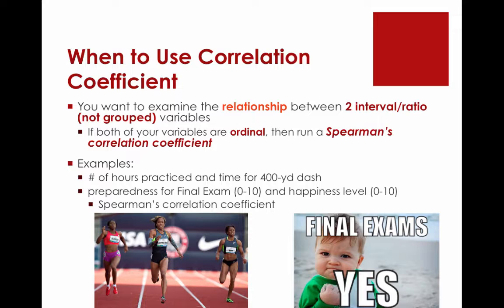Now, if you recall back in chapter 5, we had all sorts of different types of correlation coefficients. We had biserial, point biserial. Don't worry about needing to know those for this chapter. The two you should know, though, are Pearson's correlation coefficient and Spearman's correlation coefficient.